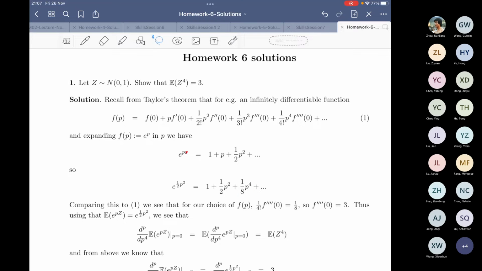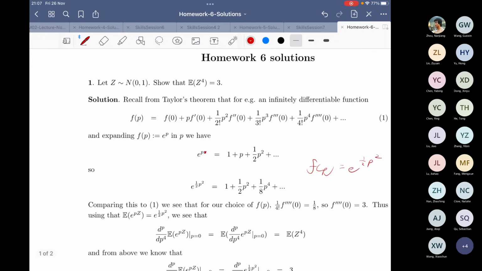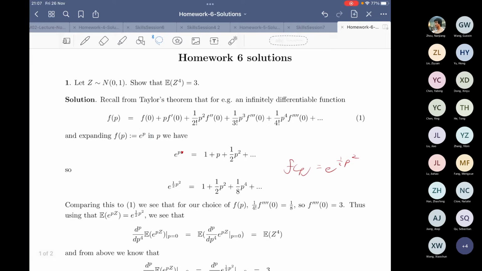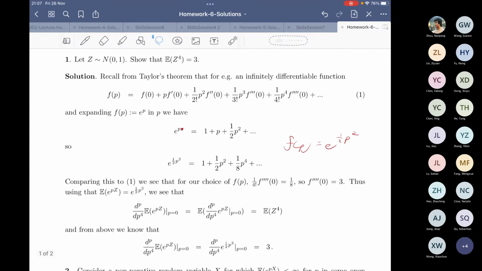So if we then compare, this is the general Taylor series, and this is the particular Taylor series of this function. So what function are we considering now? I should have written this really, but e to the half p squared, because I originally had this function, but then I replaced p with a half p squared. So what I want to know is what is f prime, i.e. f dash dash dash dash, the fourth derivative of f at 0.